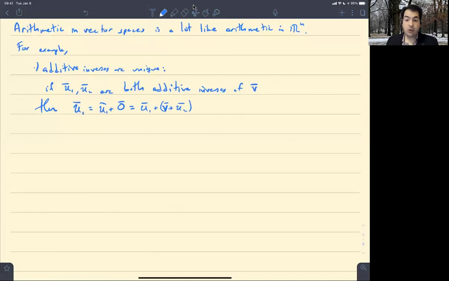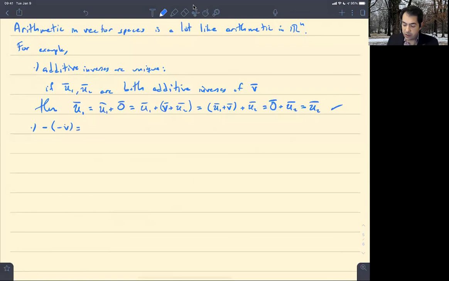And then we can use associativity of addition to say, well, that's the same as u1 plus v plus u2. And u1 plus v, because u1 is an additive inverse, that's just 0. So we get 0 plus u2, and that's u2. And that's what we wanted to check. u1 is equal to u2. Right? Here's another nice property that we're used to. Minus minus v is equal to v for all v.